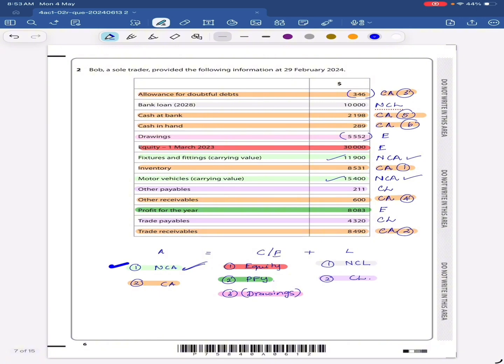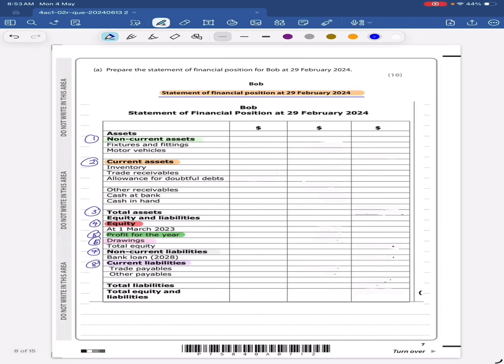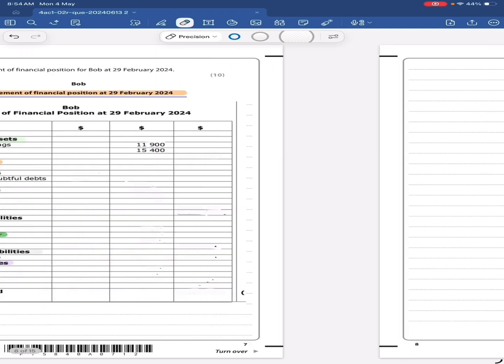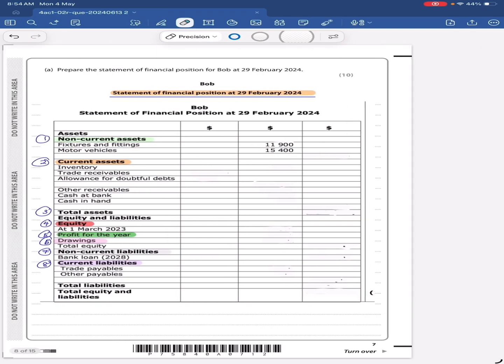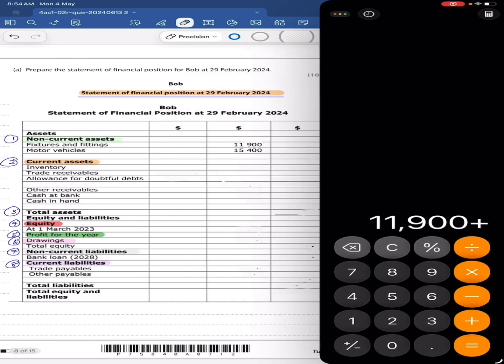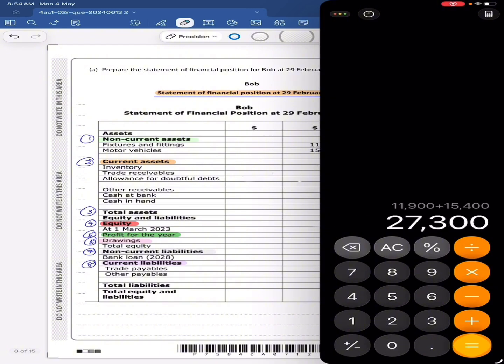Non-current assets. As you can see here, you have two types of non-current assets: fixtures and fittings carrying value 11,900, motor vehicle carrying value 15,400. Now let's list them under the non-current assets and then write the carrying value figures. Now let's add up the totals of these two. So you have 11,900 plus 15,400, which is 27,300.